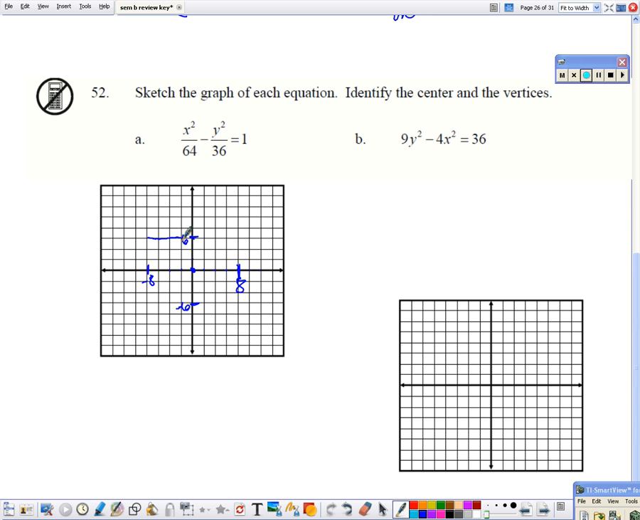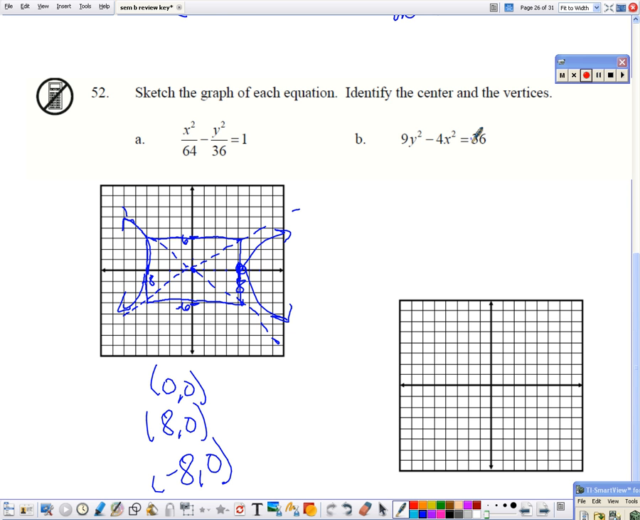And then this rectangle is going to help me draw my hyperbola. My asymptotes are the diagonals of this rectangle. Because x is first, it opens in the x directions. And by drawing those diagonals, I know how wide my hyperbola goes. The center is at 0, 0, and my vertices are at 8, 0, and negative 8, 0.